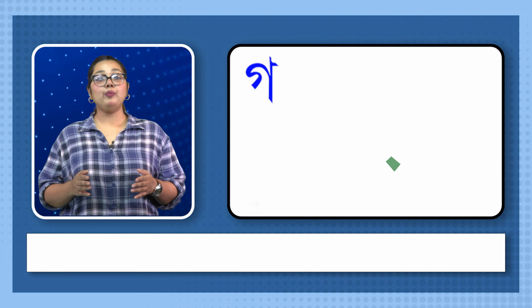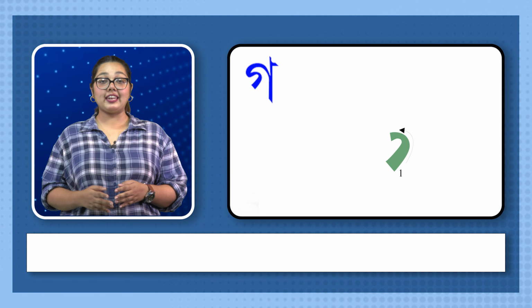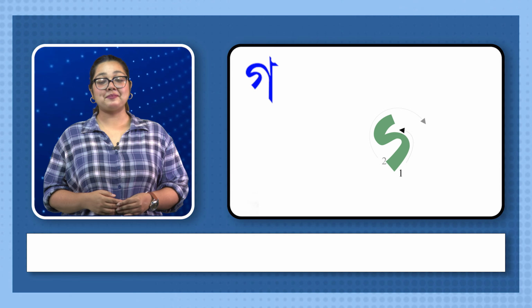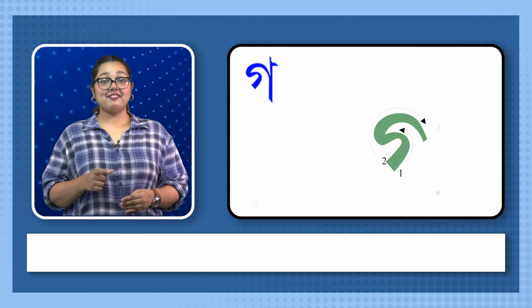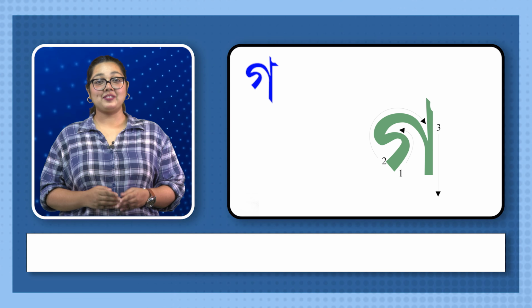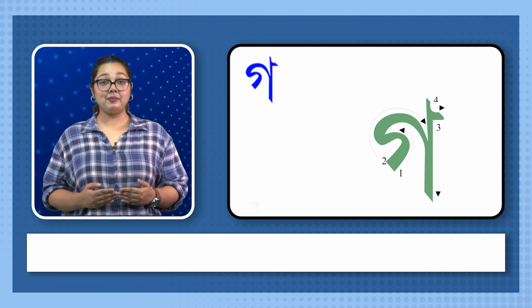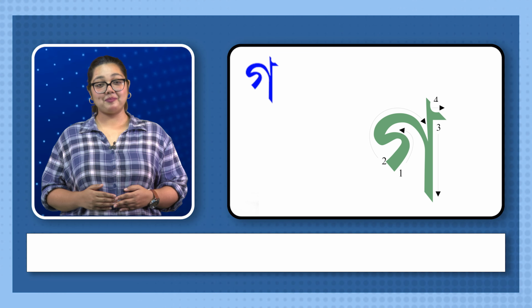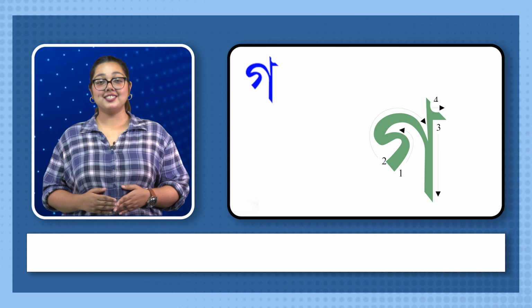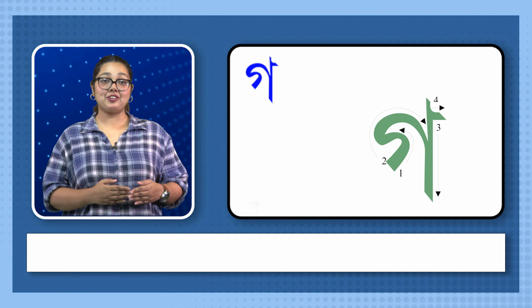Now let's try to write this letter Ga. We will start by drawing an upward line like this, followed by a curve and a straight line. Finally, we will complete it with the Ardhamatra. Now you have successfully written the Bengali letter Ga.